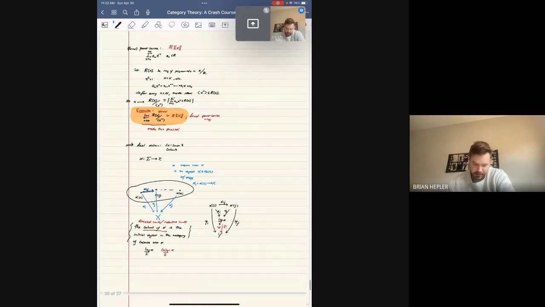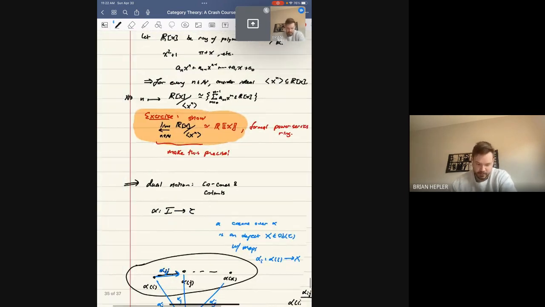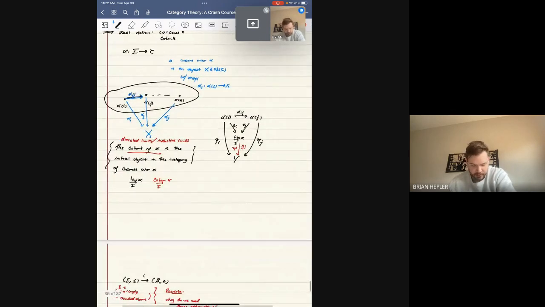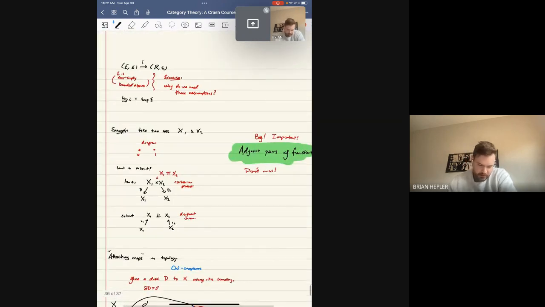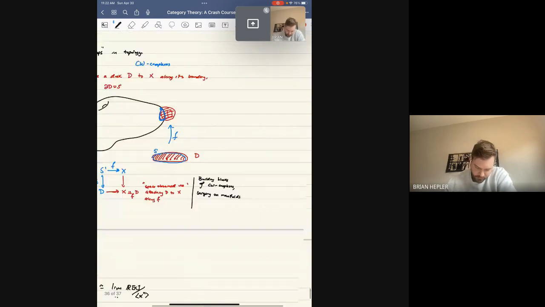I gave you guys two main problems. One was to show that this particular inverse limit, or limit in this case, is equal to the ring of formal power series in one variable. And then one other problem about supremum and how that actually corresponds to a colimit in this case. So let's go through this.